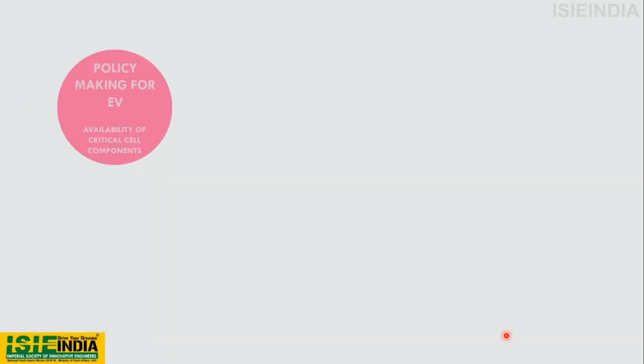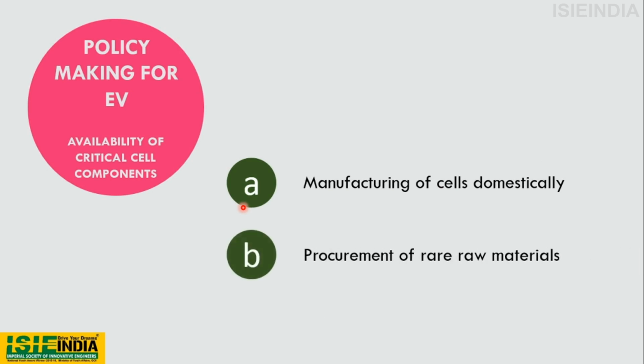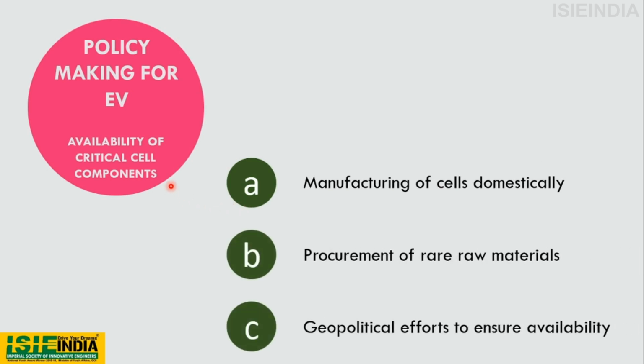Now after this comes the question of how to improve the availability of the critical cell components. As discussed above, even with financial assistance, manufacturing of cells domestically is contingent upon the availability of key elements that are used in manufacturing a cell. This option prioritizes the political and trade related efforts to ensure the entry of domestic manufacturers in global value chains to procure rare raw materials.